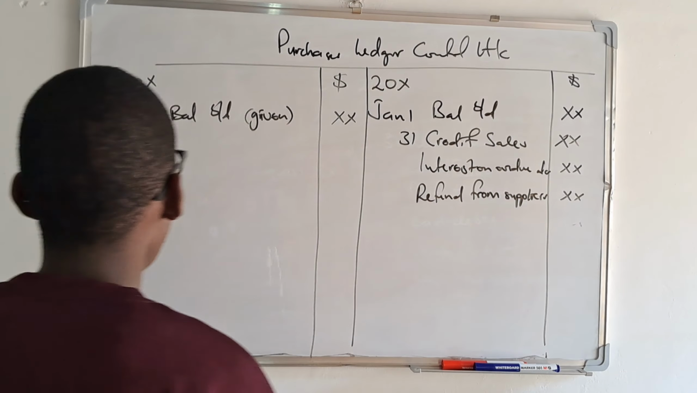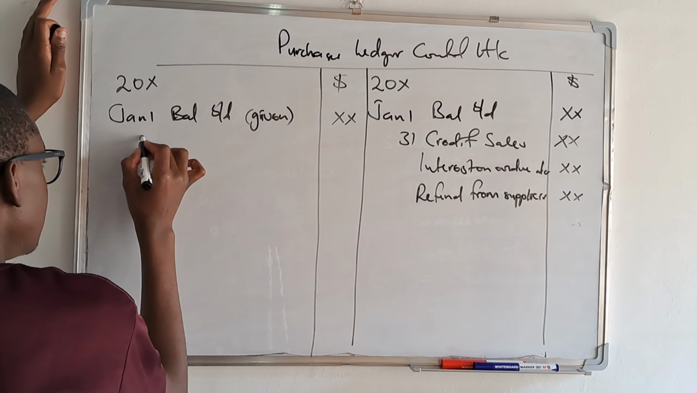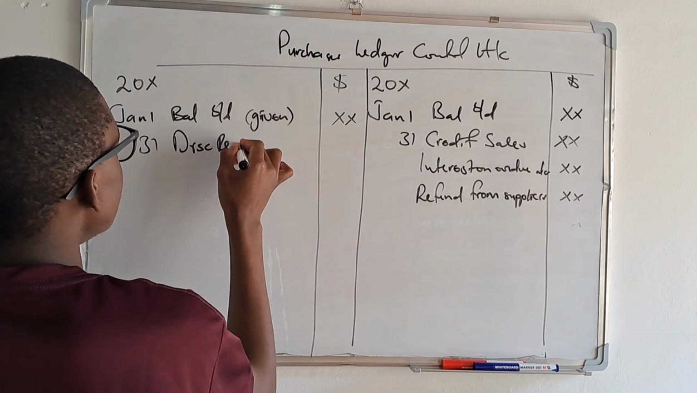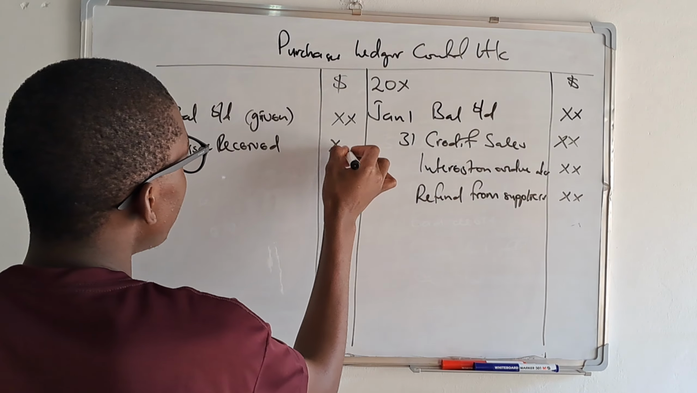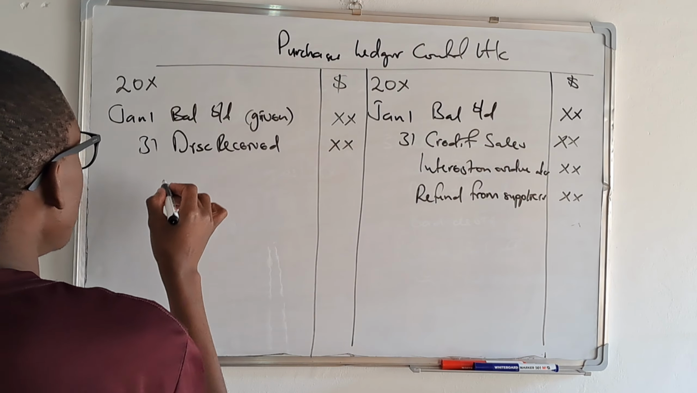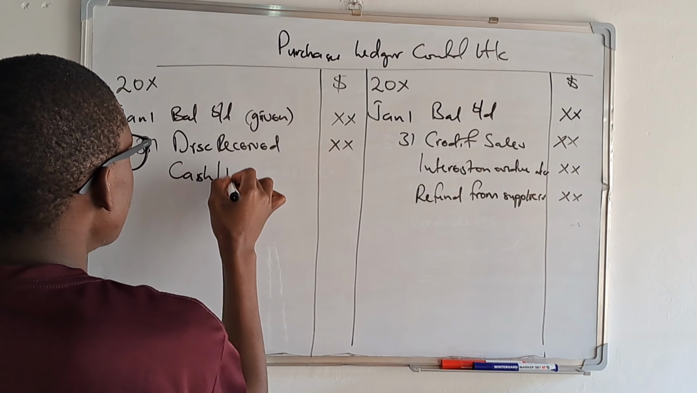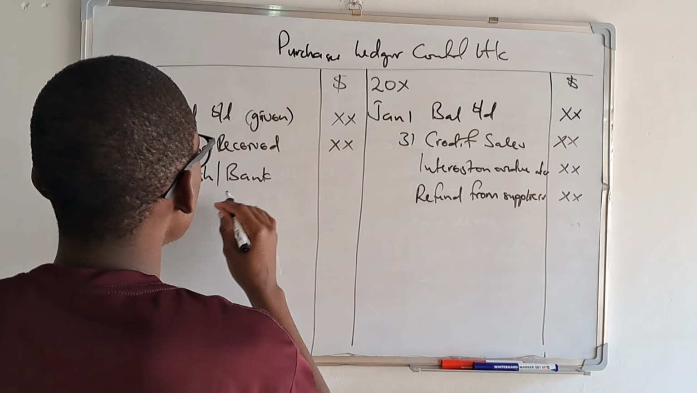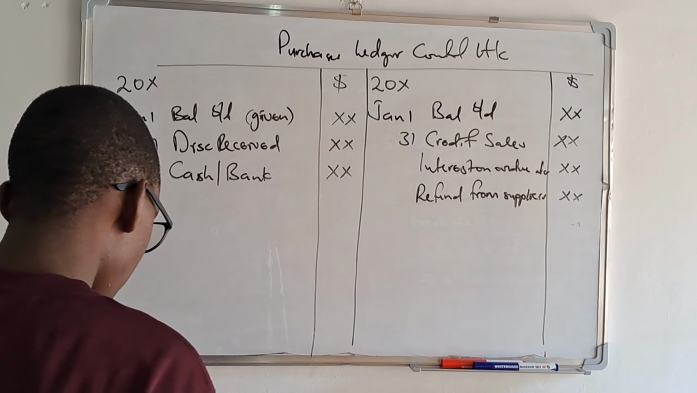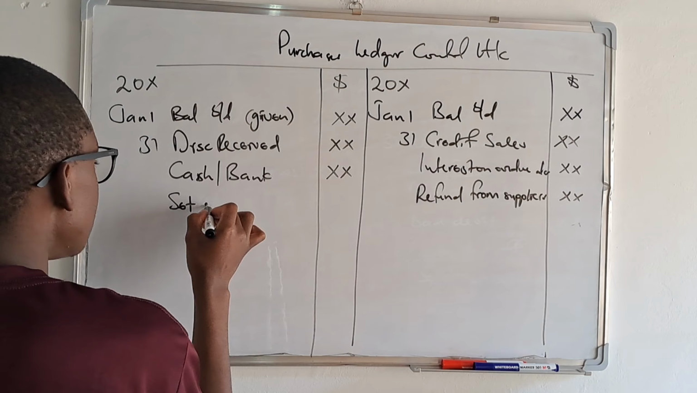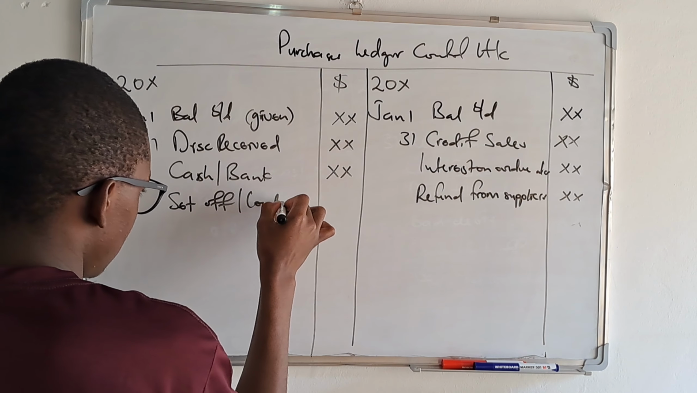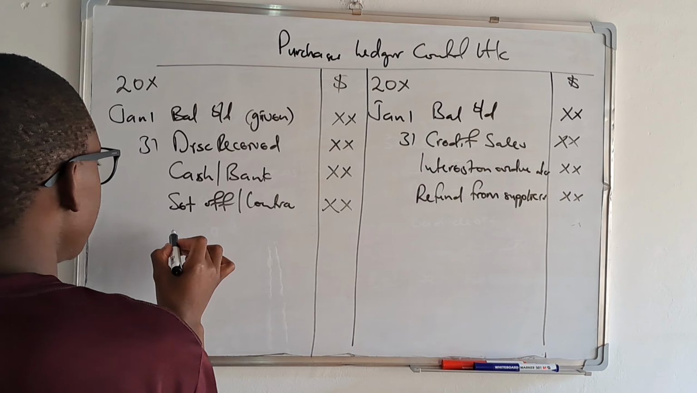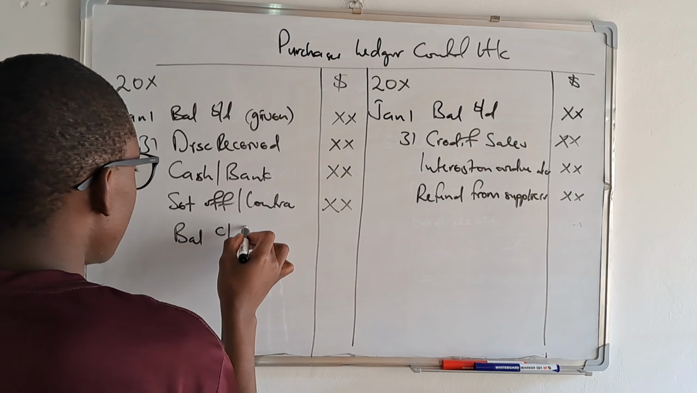Then we will move onto the debit side. On the debit side, you have January 31. We have discount, we receive discount. Maybe we bought the goods in bulk, or we did a prompt payment, so we actually receive a discount. There is also cash or bank money which was paid to the suppliers. We record the cash or bank. Then we record the set off or contra. I will explain further on this one in terms of a question. Then we have the balance CD, the closing balance.